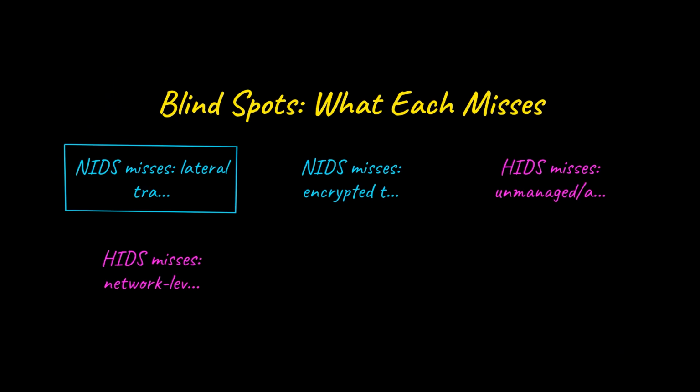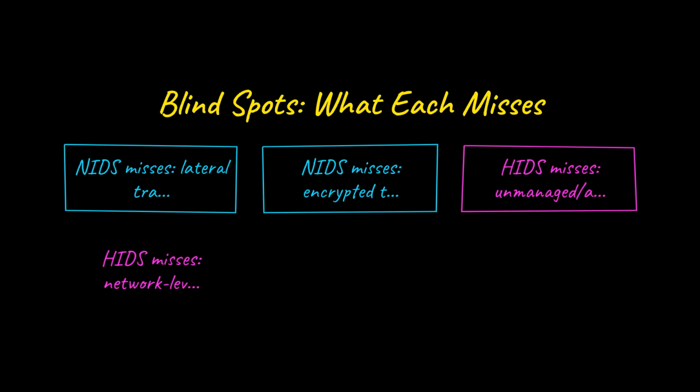Network sensors cannot see traffic that bypasses their monitoring point, and encrypted traffic is opaque without decryption keys. Host agents can only protect systems where they are installed. Unmanaged devices are invisible to them. A privilege escalation or local persistence change leaves no distinctive network traffic, making it invisible to NIDS but clearly visible to HIDS.